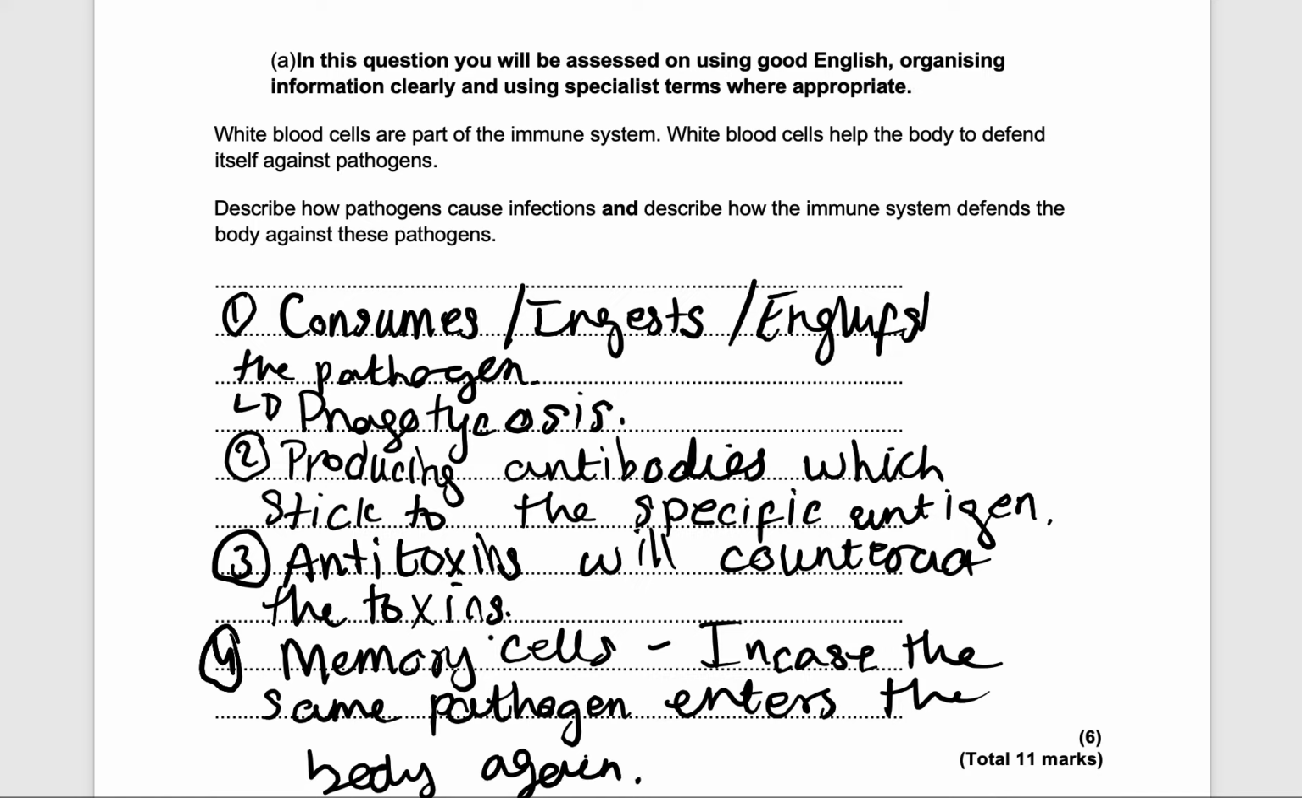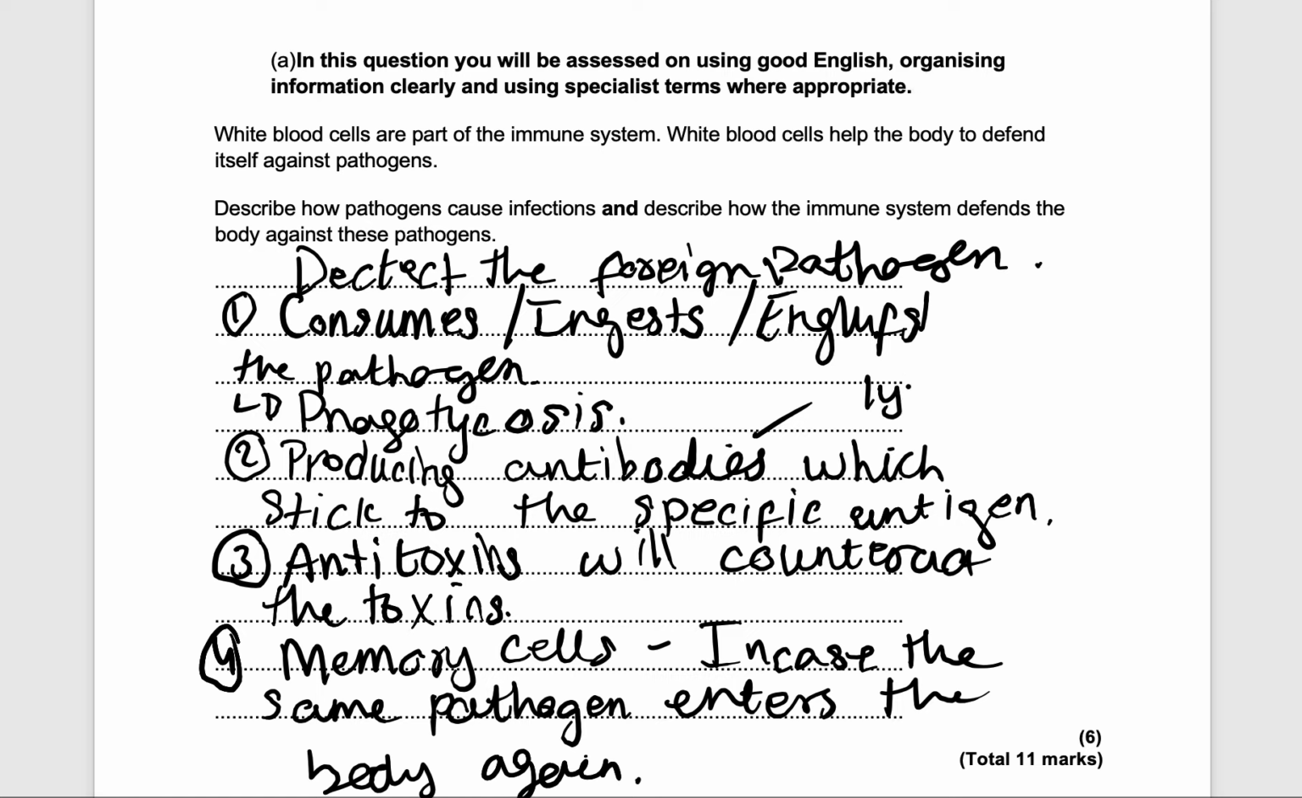Okay, so step one, the white blood cells detect the foreign pathogen, and then it consumes that pathogen, ingests, engulfs. This process is called phagocytosis. It produces the antibodies. That's the job of the lymphocytes. They stick to the specific antigens. The antitoxins will counteract those toxins, and the memory cells will remember those antibodies produced against those pathogens in case the same pathogen enters the body again. And that's how the immune system defends the body against these pathogens which enter. So those points there will get you 6 marks.